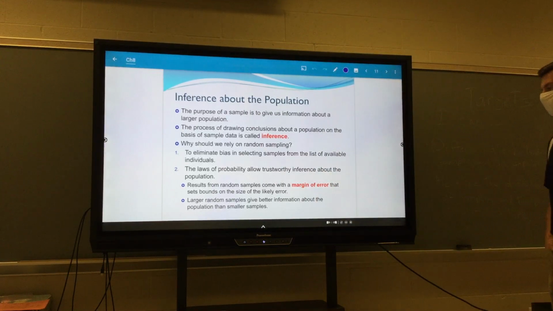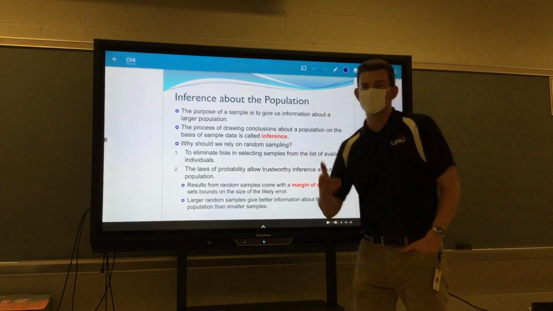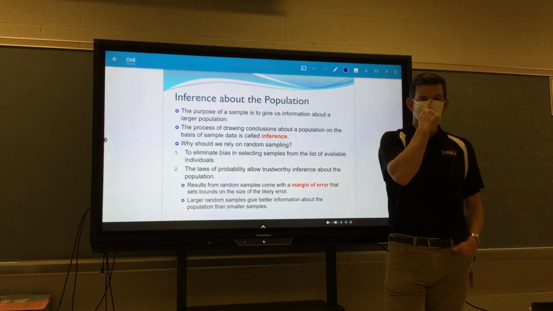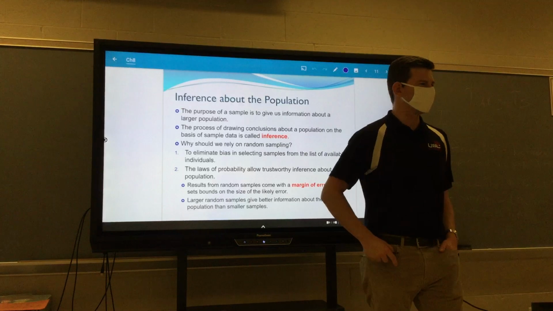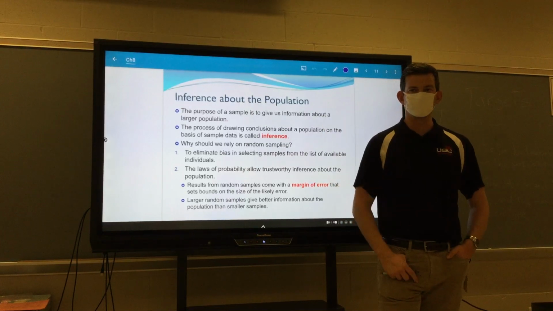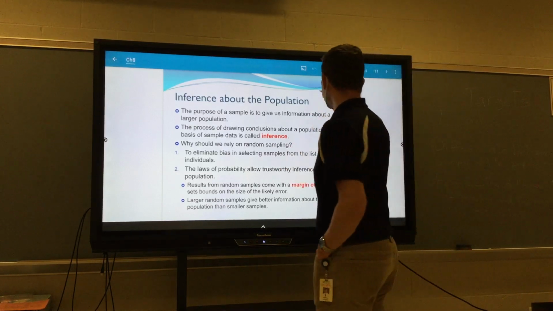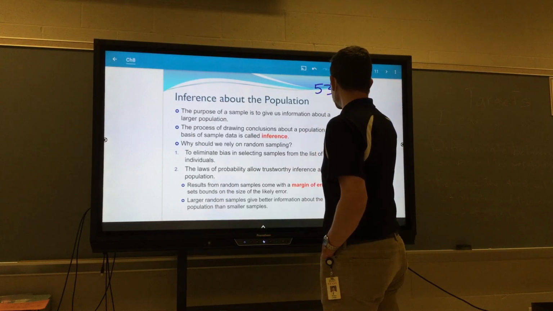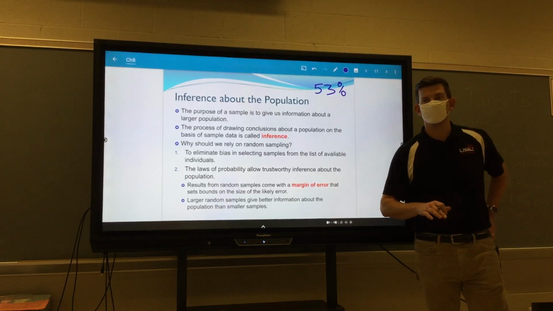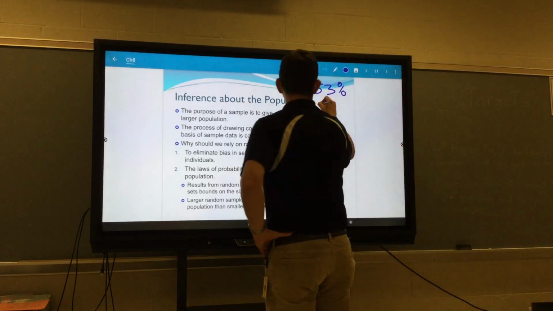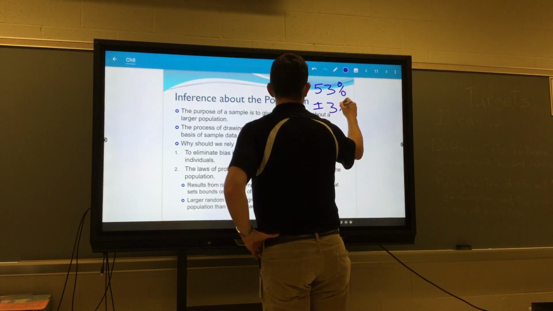Results from random samples come with a margin of error that sets bounds on the size of the likely error. With all of these election polls and election surveys going on, you're presented with a margin of error. And I think the last I heard, and it depends on who's doing the survey and who you can trust, in Pennsylvania it was something like 53% of those surveyed voting for Joe Biden. With that, there's a margin of error of plus or minus about 3%.